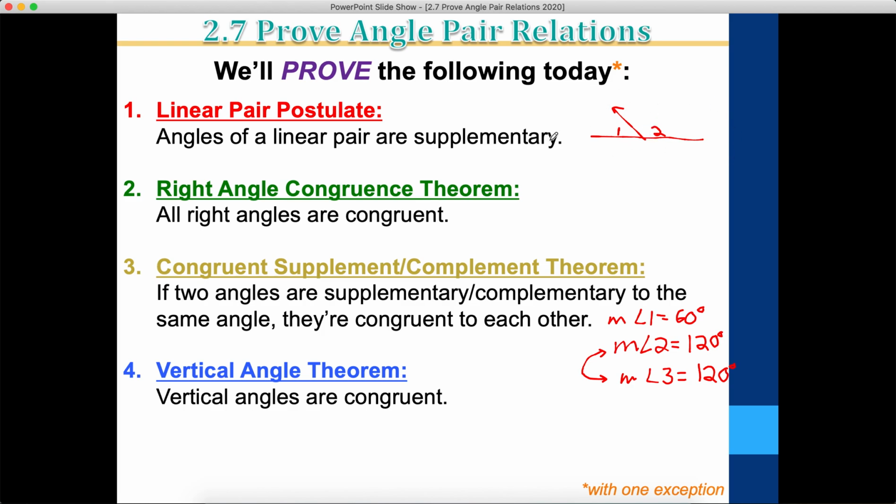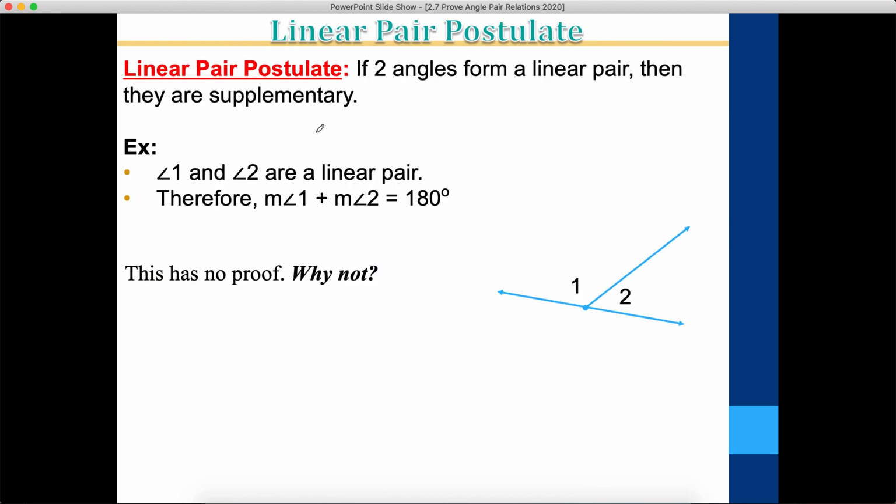We know that this is true, or we're going to assume that it's true, and then use that as a building block for other things. So again, here's the linear pair postulate. If 2 angles form a linear pair, then they're supplementary.